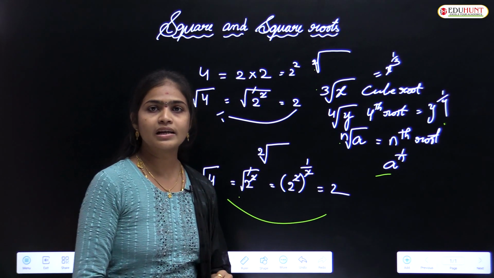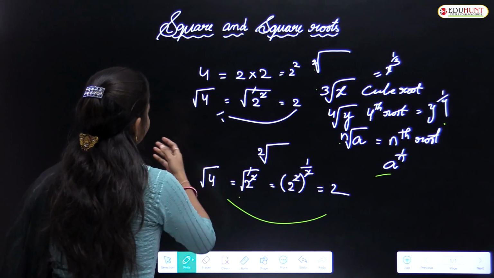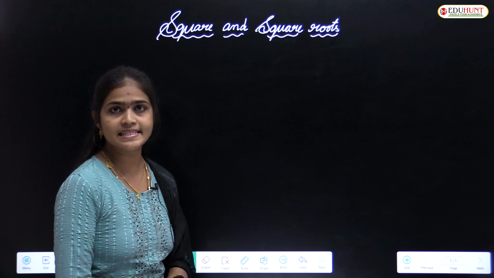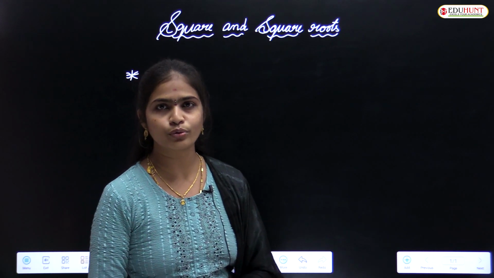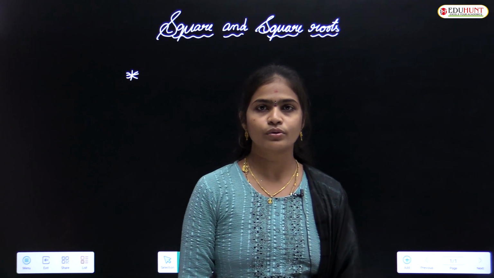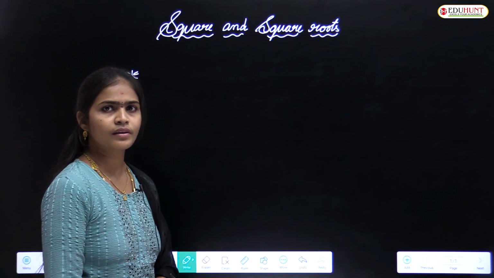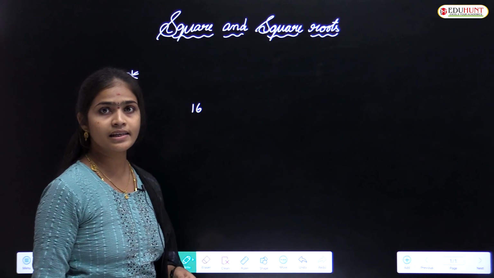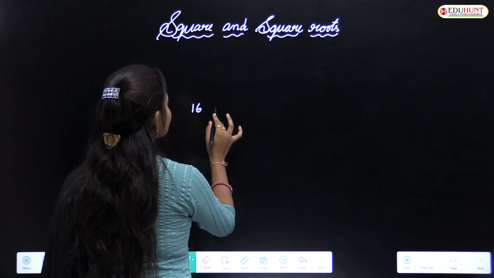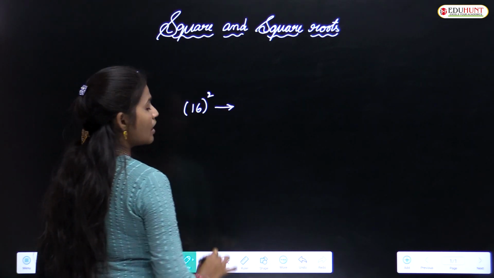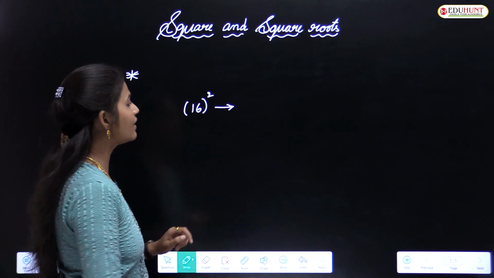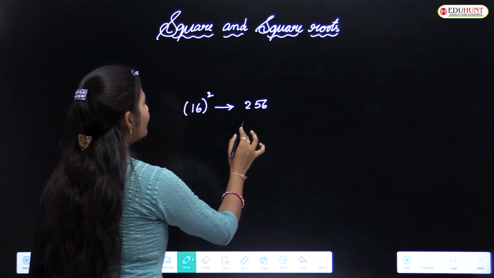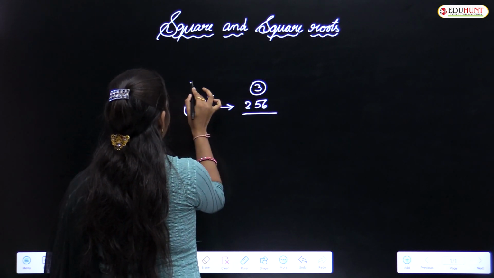Now we will discuss some properties of square roots. The first property is the number of digits in its square root. For example, take 16. How many digits are there in its square? 16 times 16 is 256. Here we have 3 digits, and here we have 2 digits.